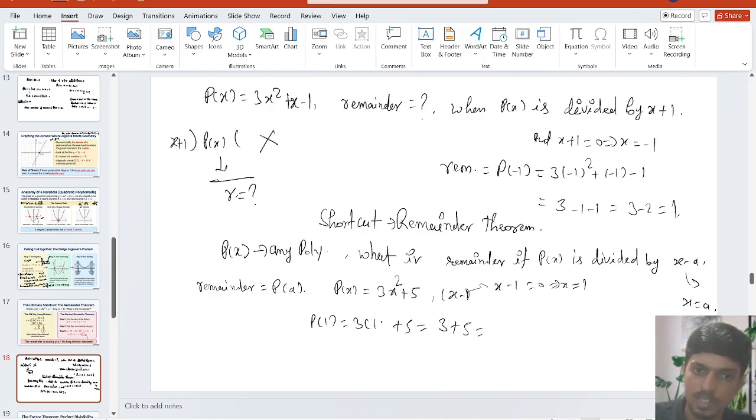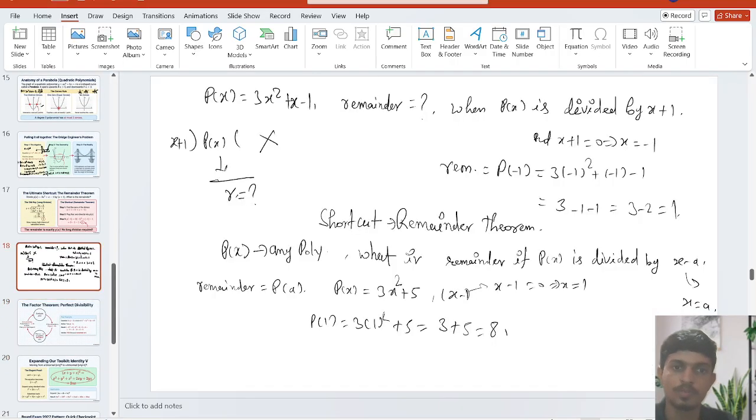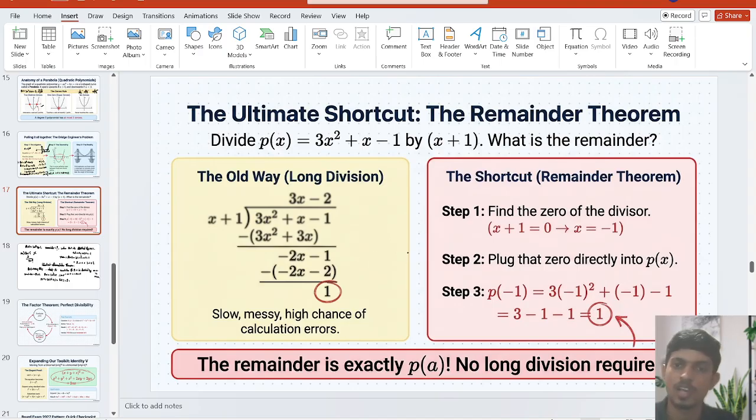This is 3 into 1 square plus 5. Now this is 8. And 8 is the remainder whenever x plus 1 divides P(x), then the remainder is equal to 8. Next, this is the remainder theorem as I told you. Suppose 3x minus 2 is divided, find the remainder.